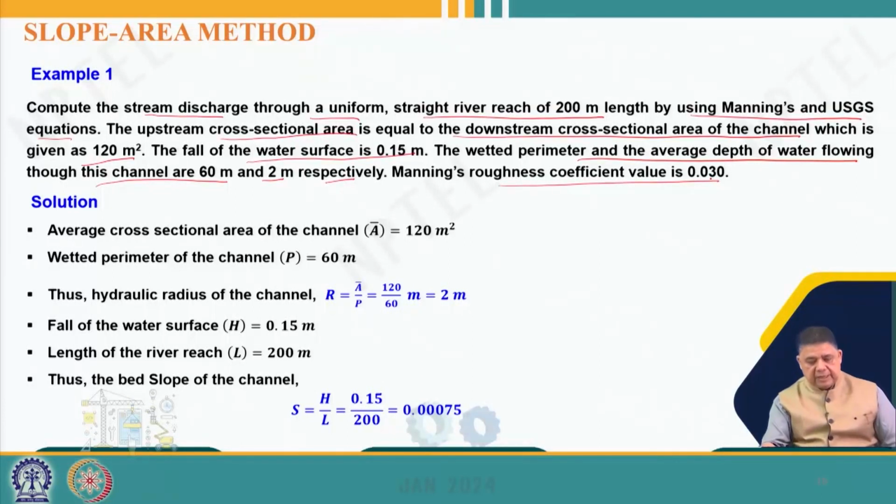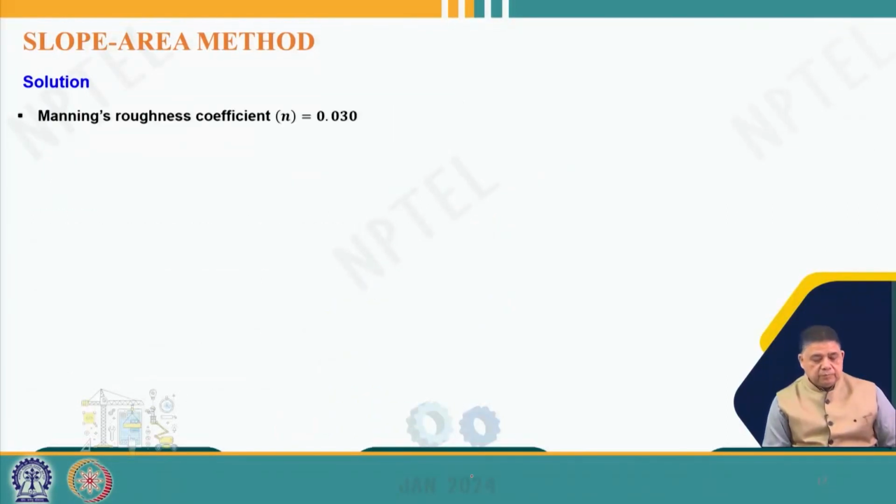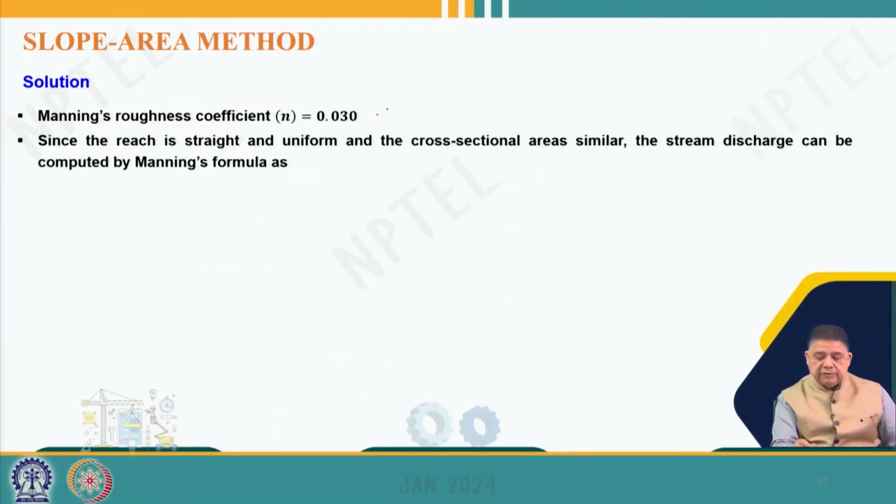So, it is a uniform cross section, and that means Manning's equation can be straight away used. So, average cross sectional area is given as 120 square meters, wetted perimeter is given as 60 meters. So, the hydraulic radius R, A bar by P, comes out to be 2 meters. Fall of water surface H is given, length of river reach is known. So, bed slope S, H by L, can be calculated as 0.00075. And Manning's roughness coefficient is also given as 0.03.